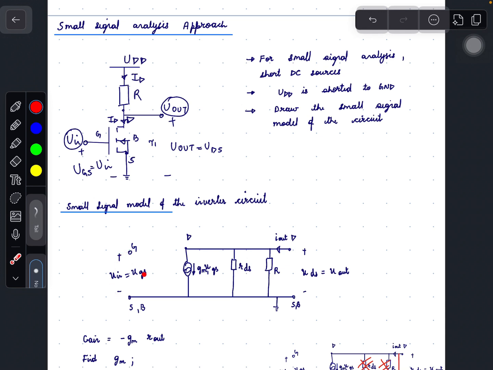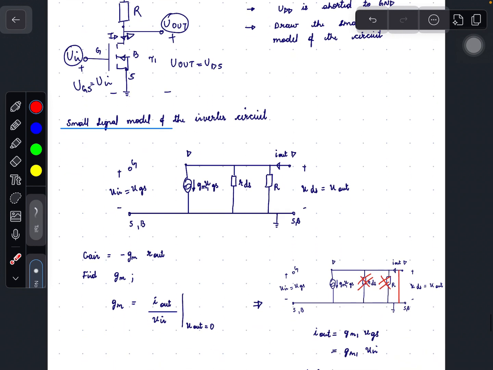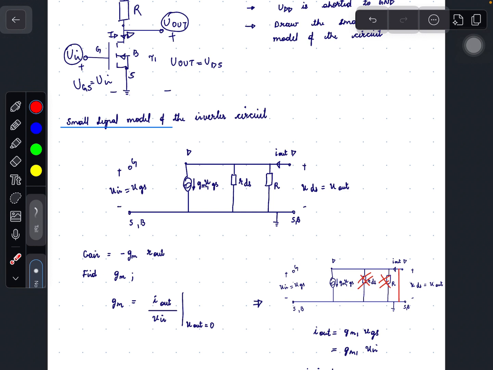U in equals UGS, and then the output current is given by GM1 times UGS, and then we have an RDS. Here the resistor is connected between the drain and ground, since UDD is shorted to ground. So we have an R coming into the picture. So we know that gain equals minus GM times R out. We have to find the GM and R out.